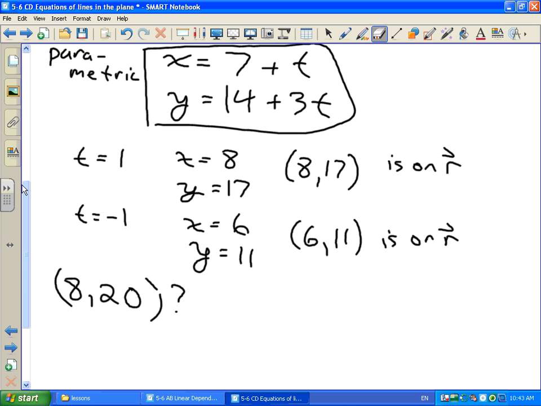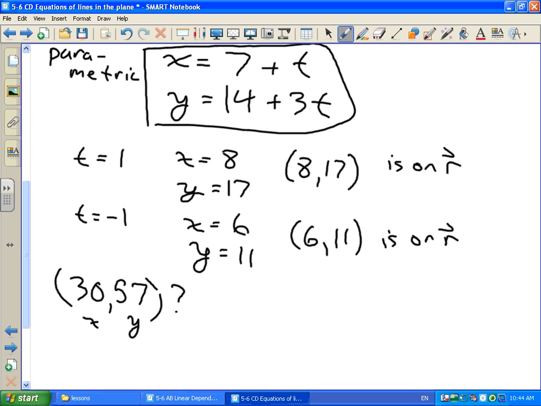Is the point (30, 57) on the line? Here's how you would figure it out. If (30, 57) were on this line, 30 is our x value, 57 is our y value. So if we put 30 in here for x and 57 in here for y, there should be one value of t that satisfies both of those equations. Okay, it should be t equals 5, t equals 8.7, who knows.